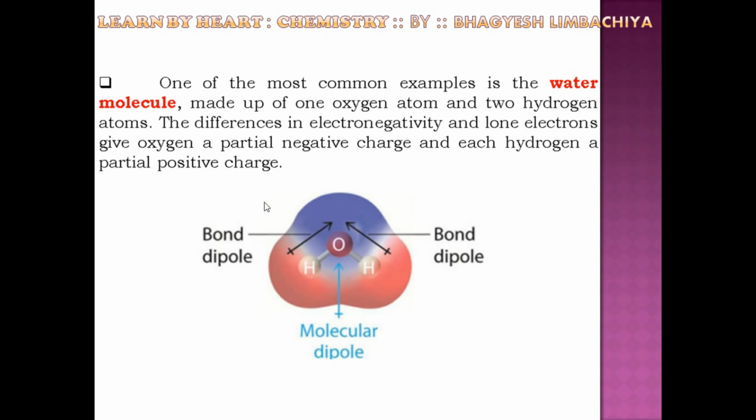See, here oxygen is more electronegative, that's why both of the bonding pairs will be attracted towards the oxygen, which is more electronegative. That's why here bond dipole occurs. So on a hydrogen atom partial positive charge and on the oxygen atom partial negative charge is formed. So overall dipole is on the upper side.